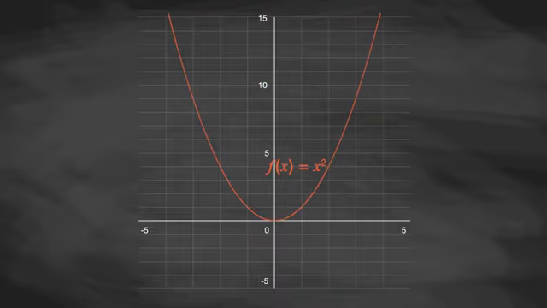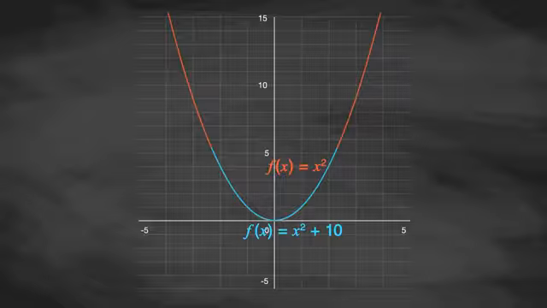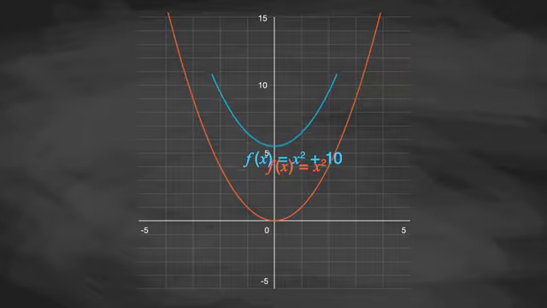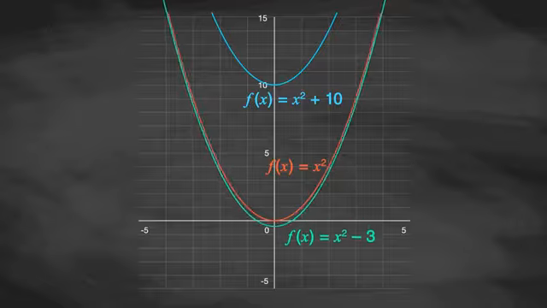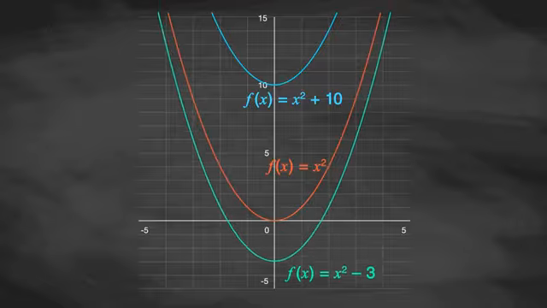The red graph is of the parent function of a quadratic, f of x equals x squared. The blue graph is of the function f of x equals x squared plus 10. Notice that it starts as the parent function and then is shifted up 10 units. The green graph is of the function f of x equals x squared minus 3. Notice that it starts at the parent function and then is shifted down 3 units.